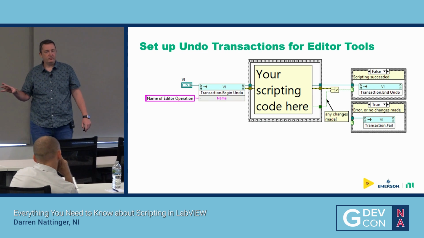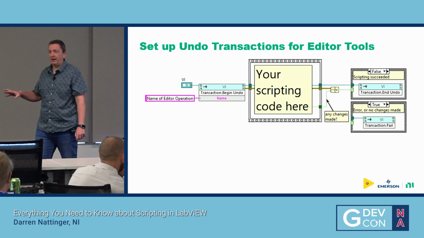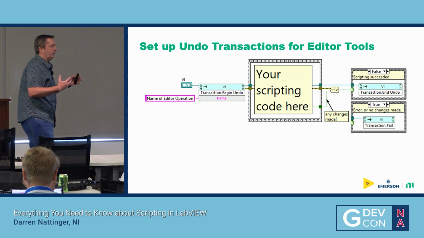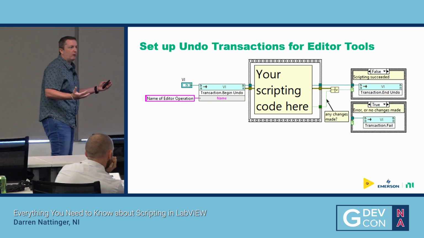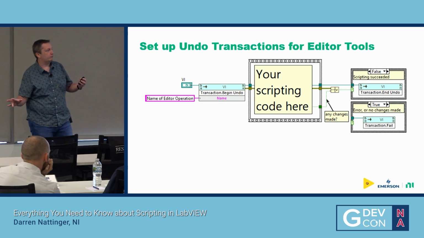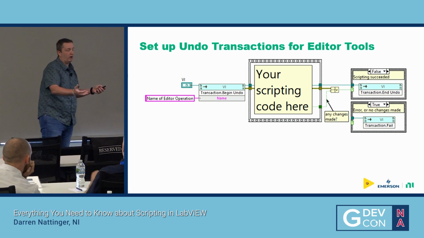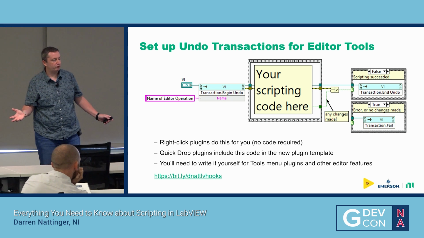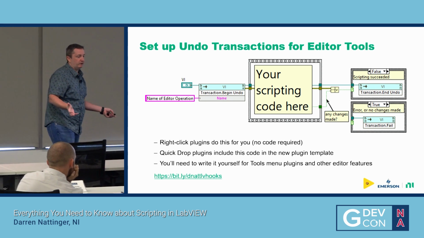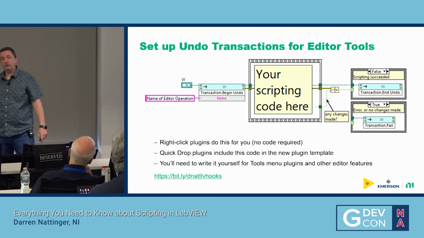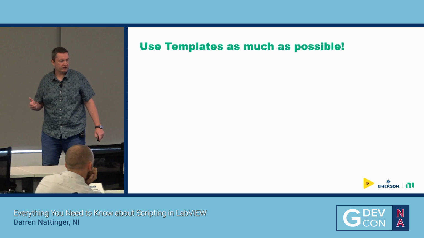Okay, undo transactions. Remember, this whole time we've talked about how you write your scripting code that goes into your plugins. If you are writing scripting code that's part of an editor feature, you probably want people to be able to undo that thing, right? You want to be able to undo a right-click option. You want to undo a quick drop operation. Some features of LabVIEW automatically handle the undo transactions. Sometimes you have to write the scripting code yourself, but when you have to write it yourself, it's going to look like what you see on the slide there. Beginning an undo transaction and ending an undo transaction.